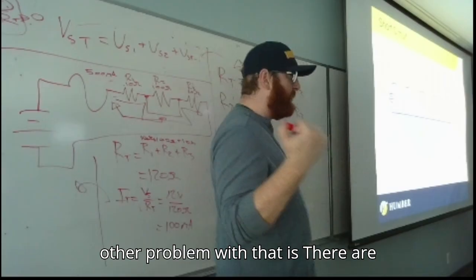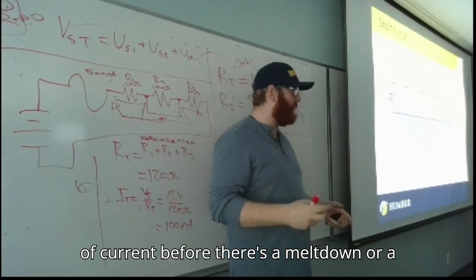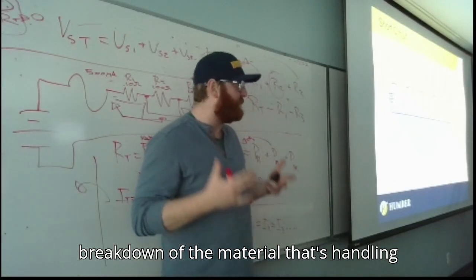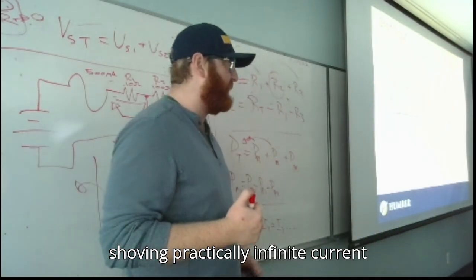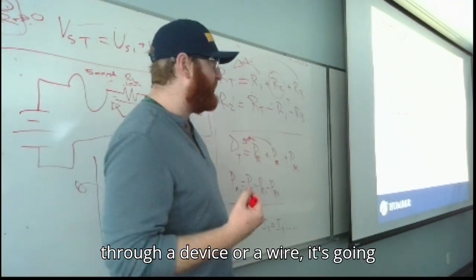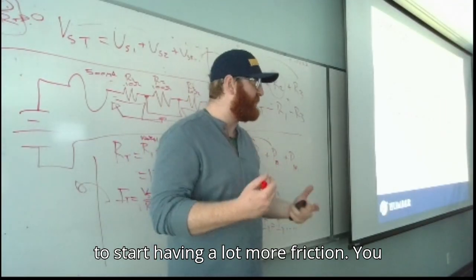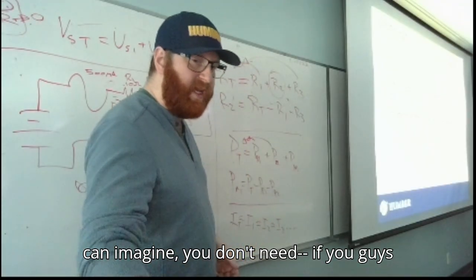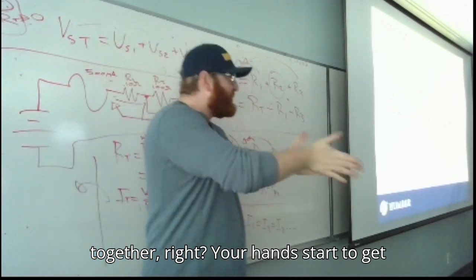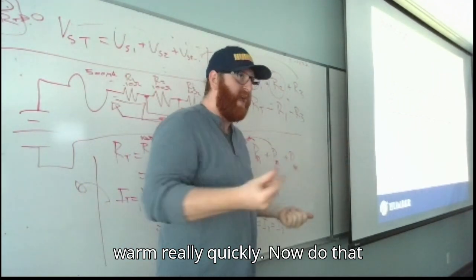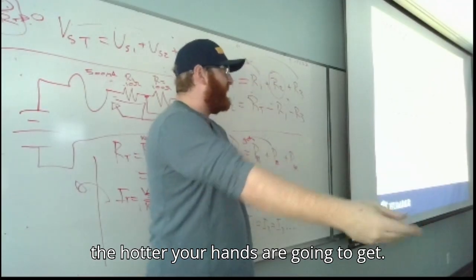Now, the other problem with that is there are certain ratings. There's a certain amount of current before there's a meltdown or a breakdown of the material that's handling that current, right? So if you start shoving practically infinite current through a device or a wire, it's going to start having a lot more friction. If you take your hands and rub them together, your hands start to get warm really quickly. Now do that faster and faster. The faster you do it, the hotter your hands are going to get.